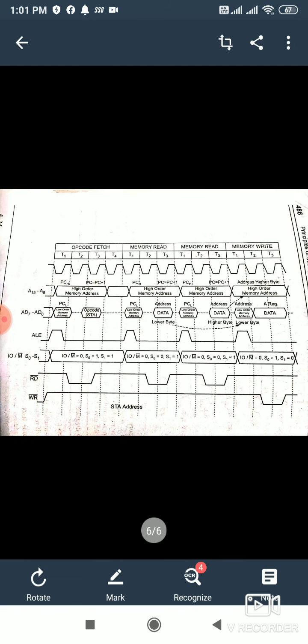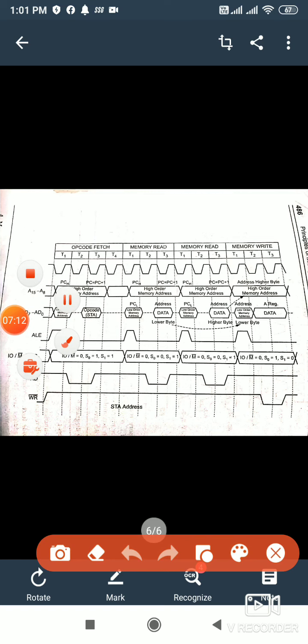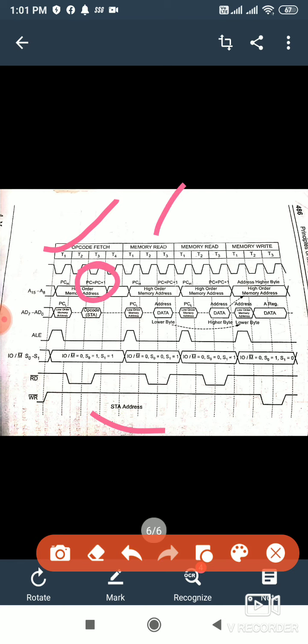So the timing diagram related to STA would be this. In opcode fetch, we are fetching the opcode of STA. Next, PC is incremented. After that, we have to read the address. Now how many machine cycles are required to read this address? 2 machine cycles. So 2 memory reads are required. One memory read is for the lower order address, and the next memory read for the higher byte. So the lower byte and higher byte both are to be read. Now the address is PC plus 1.